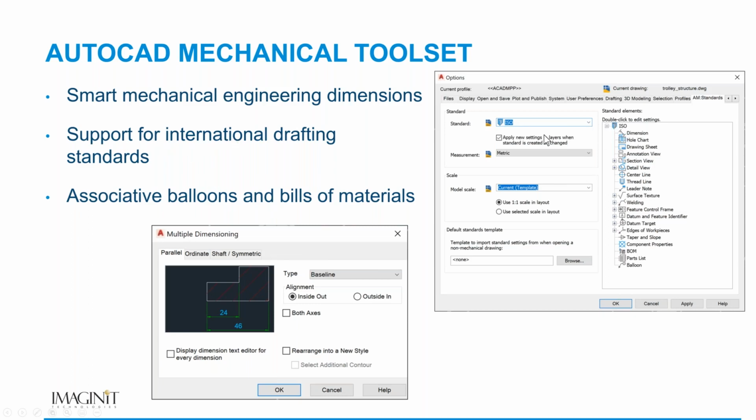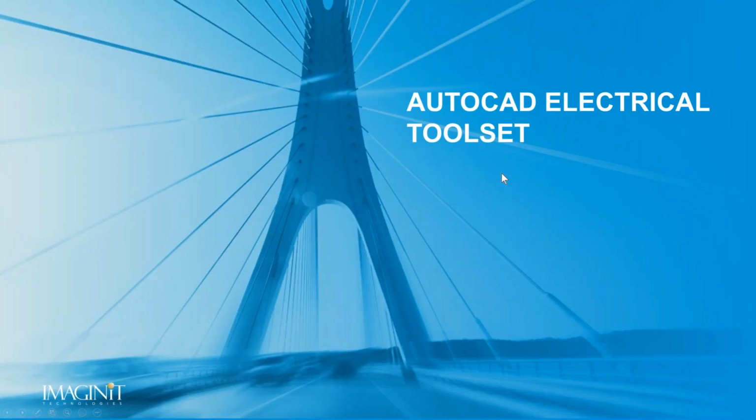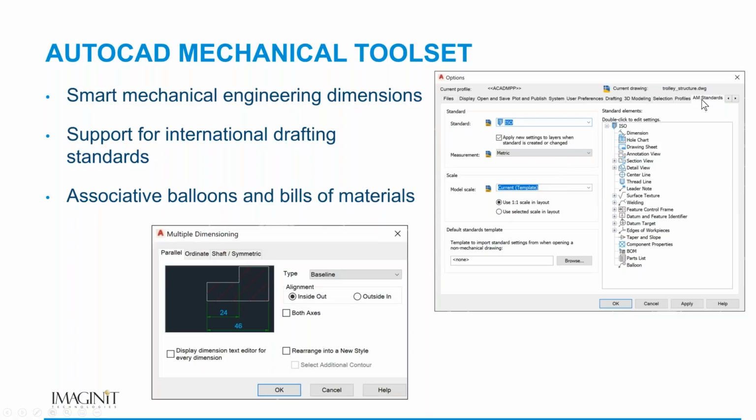So you'll see we have ISO here, and you do have a drop down here where you can select different objects. So if you don't want ISO, which is primarily metric, and you use ANSI, you click the standard box here. Again, this is under the AM standards. It's under the AM standards here. You click this down, you select ANSI, the measurement comes in imperial inches, and you'll see that you can do all of this here, and you will see all of your standard elements listed over here.